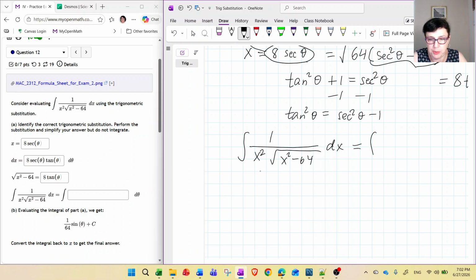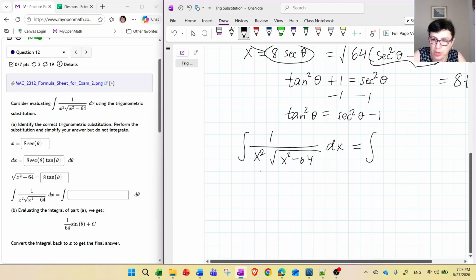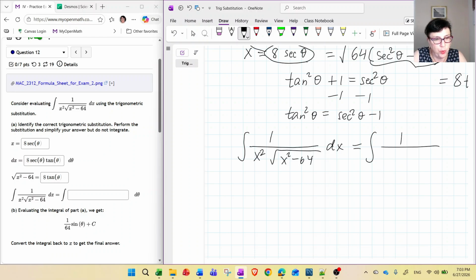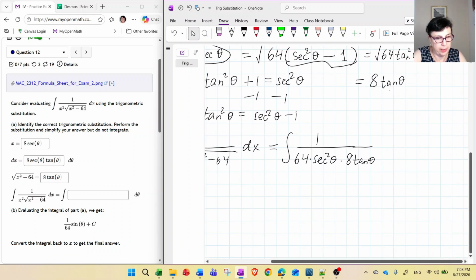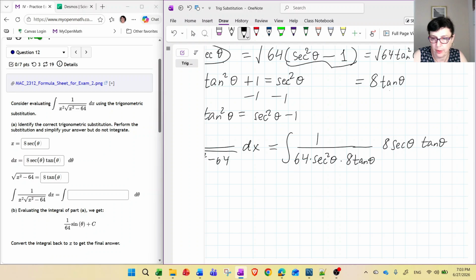Remember, for trigonometric substitution, don't just take dx and drop it or think it's 1. It's not. We found it. That's the derivative. Okay, so we got 1 over. So what is x squared? Well, your x is 8 secant, so square 8, that will be 64, and then square secant. Okay, so I got that. Then it's the square root. We just said that that's 8 tangent theta. And then our dx, we got that. That's 8 secant theta tangent theta, and then d theta. Okay, so what do we see now?